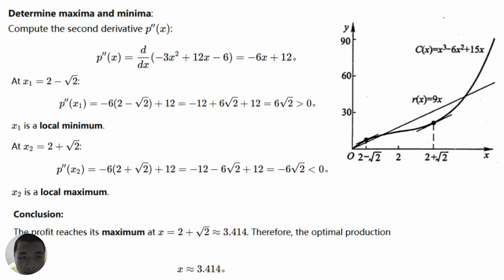Okay, we need to determine maxima and minima. We need to find the second derivative of P(x), P''(x). You can see this is just -6x + 2 at (2 - √2)/2. It is bigger than 0, so x1 is a local minimum, and we can also find that x2 is a local maximum. We can find that the profit reaches its maximum at x equals x2. Therefore, the optimum production level is x equal to 3.414. And you can also see the curve here.